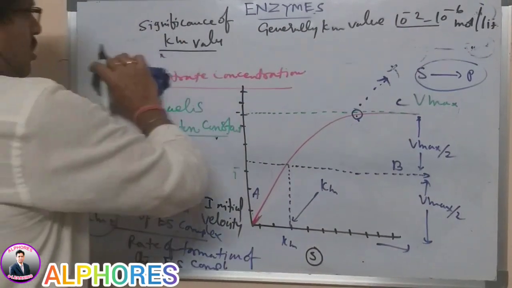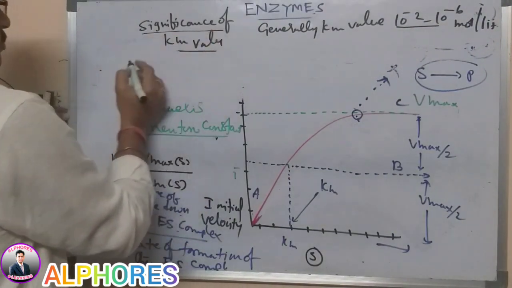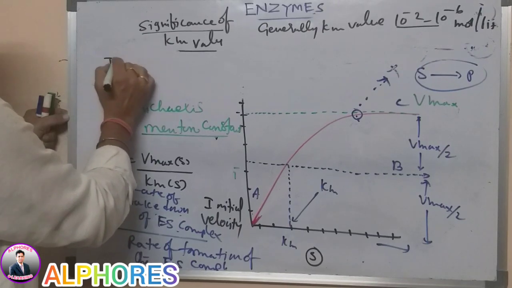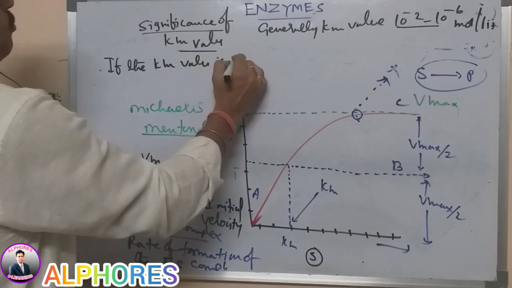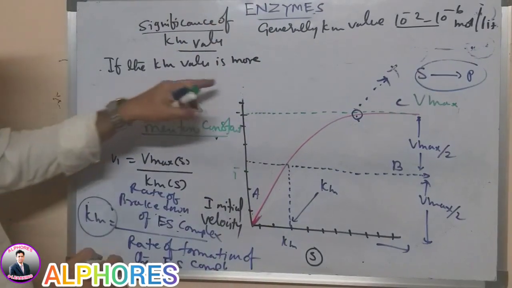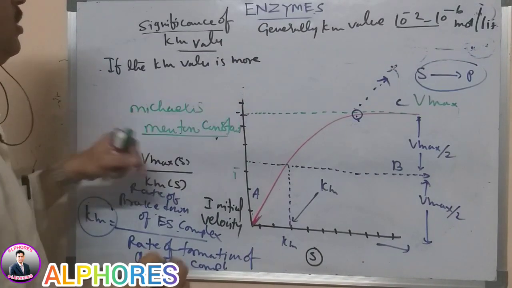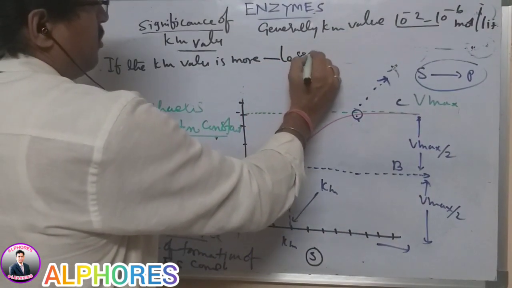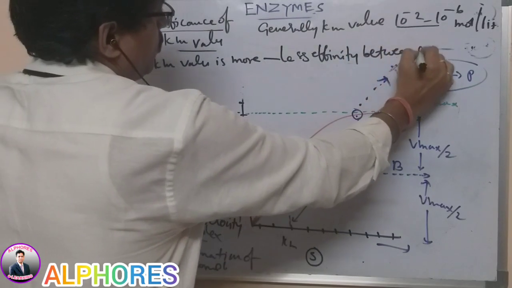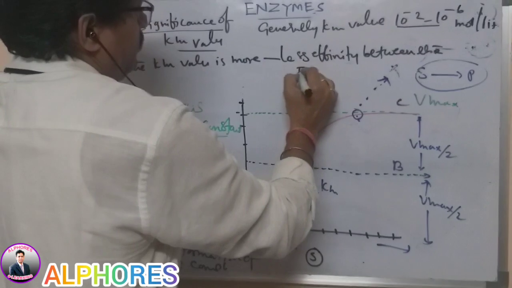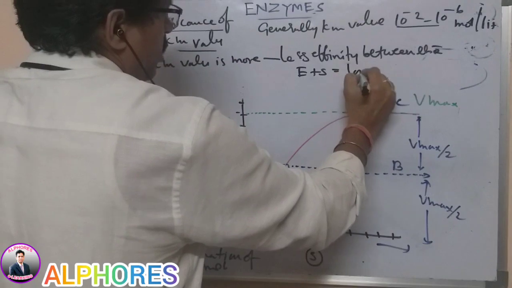So the significance of this Km value: if the Km value is more, it means less affinity between the enzyme and the substrate. So it produces a low turnover number.